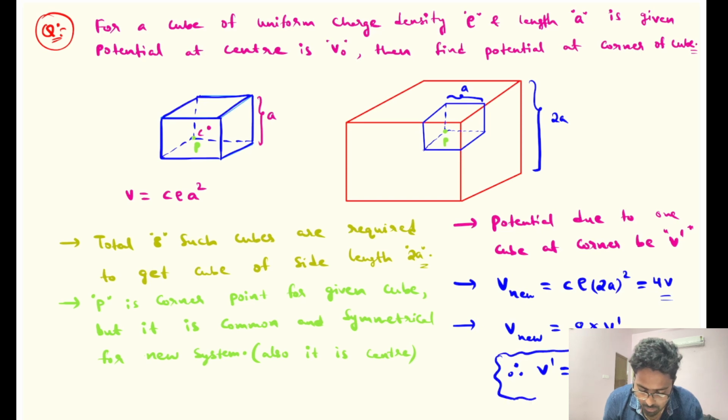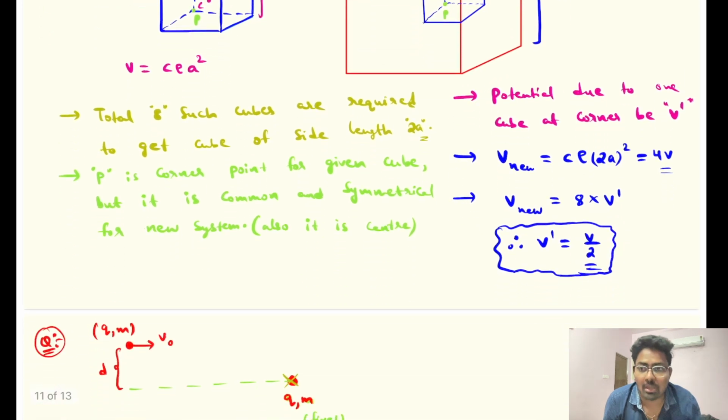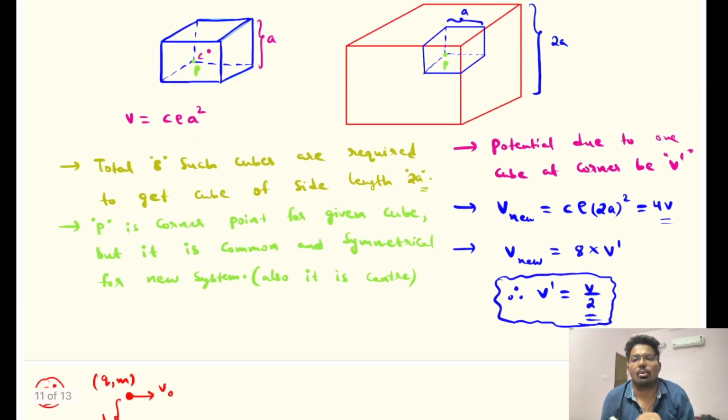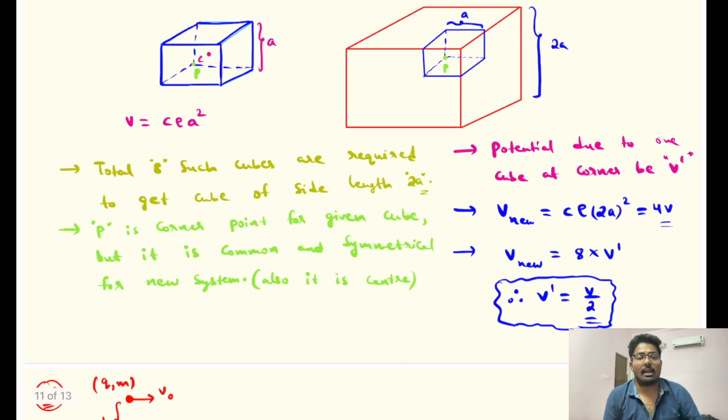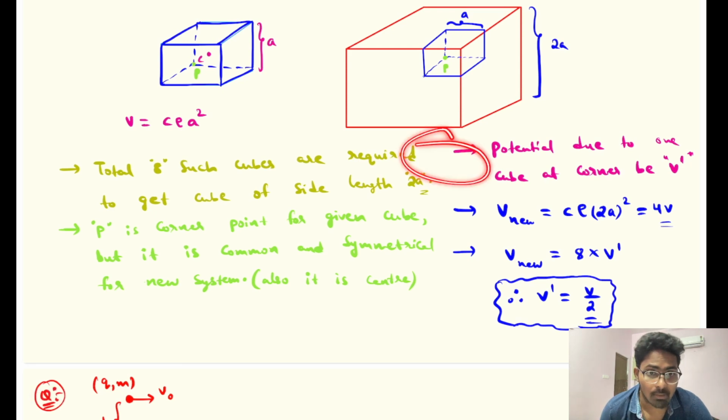So when the potential at the center is given as V, the potential at the corner would become V by 2. I hope it is clear. This is a very important model where dimension analysis is used, symmetry is used, and the filling and defilling part is also used. With the help of all these concepts we are able to tackle this question. Similarly, they can also ask for the electric field.